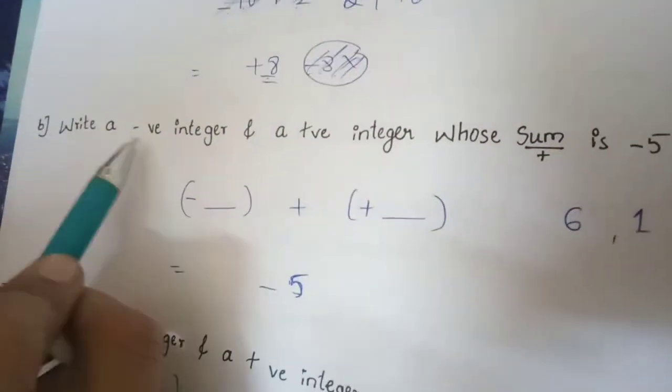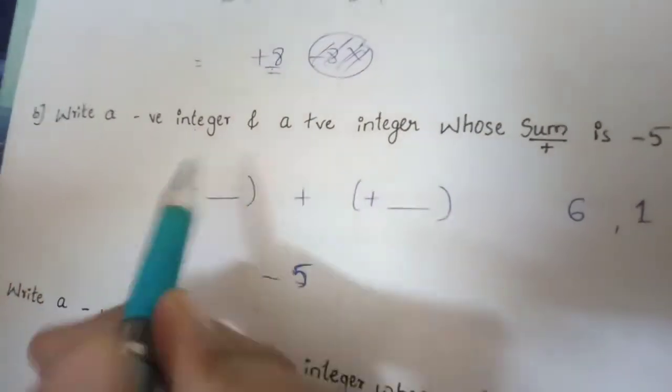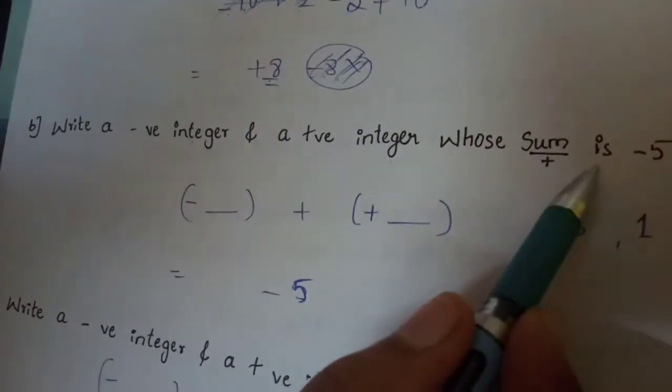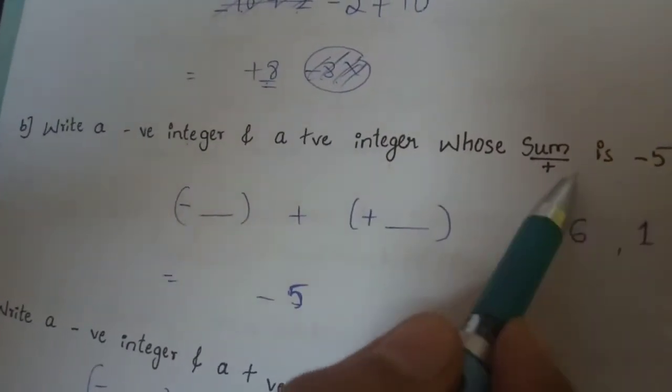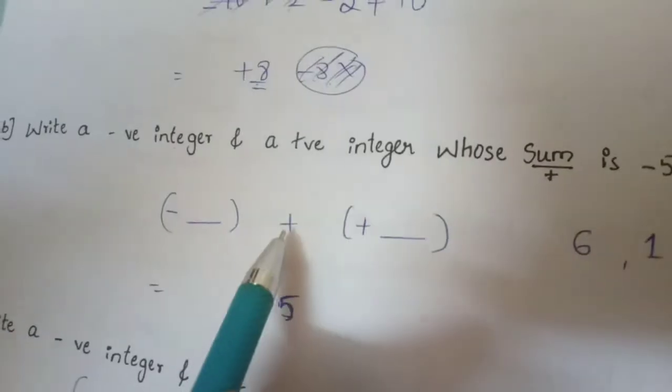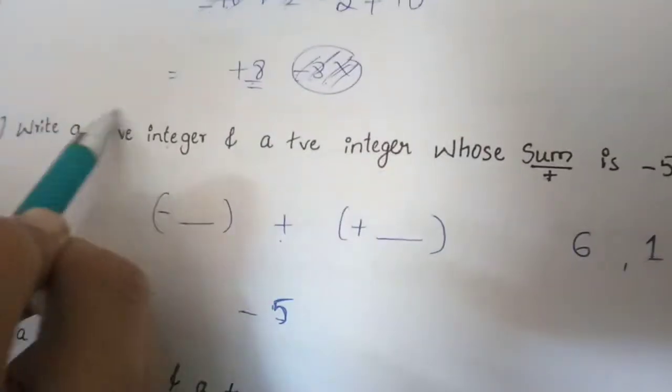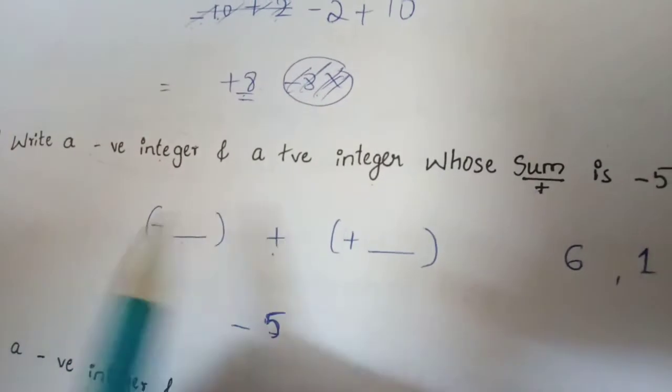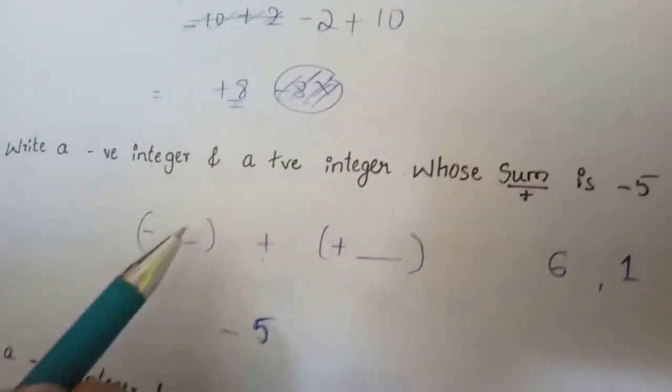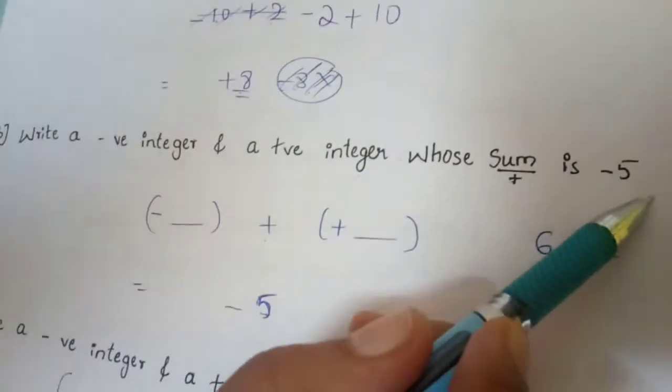Write a negative integer and a positive integer whose sum is minus 5. Sum means plus, so I have put a plus here. We need to write one negative integer and one positive integer, and we need to get minus 5 as the answer.